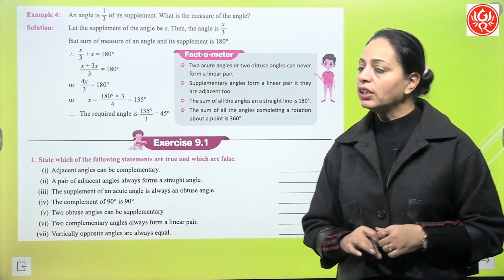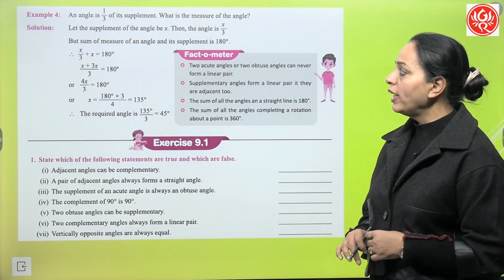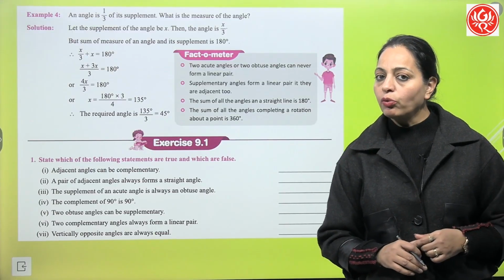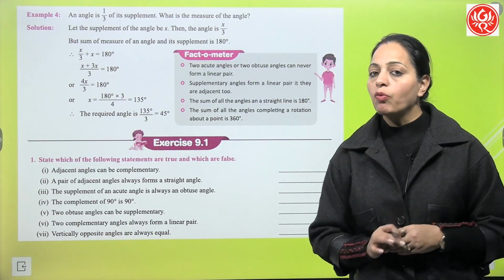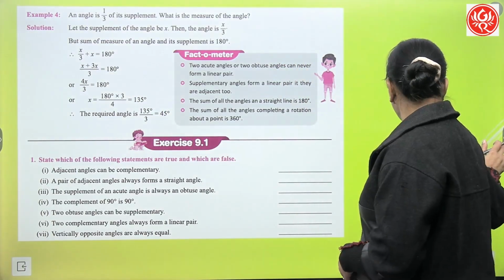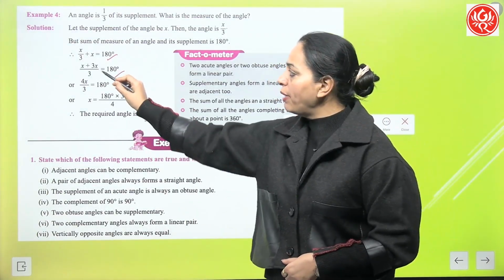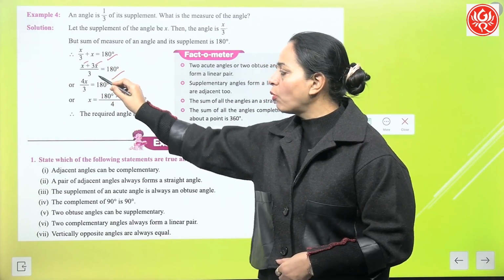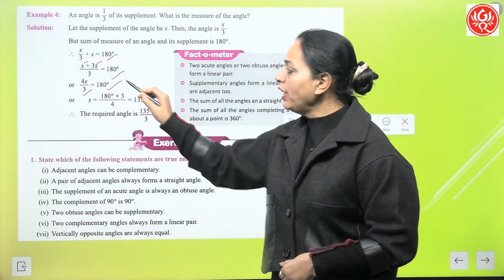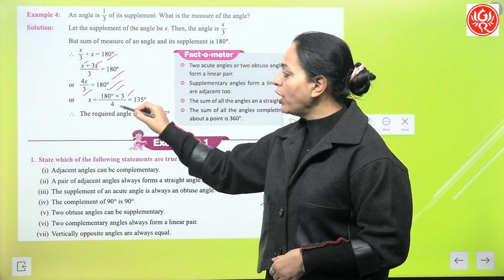Okay. Now see example 4. An angle is 1/3 of its supplement. What is the measure of the angle? So let the supplement of the angle be x. Then the angle is x upon 3. Okay. Now their sum is 180 degrees. So x upon 3 plus x equals 180 degrees. We are getting one equation from here. 3, we will take the LCM. x plus 3x upon 3 equals 180 degrees. So 4x upon 3 equals 180 degrees. So what is x? 180 into 3 upon 4.